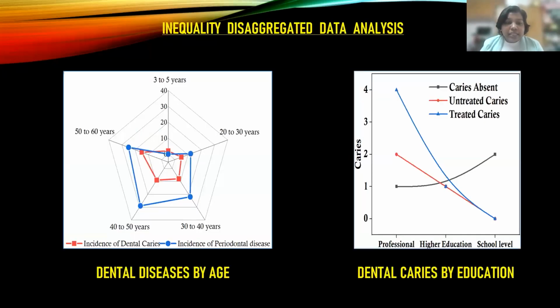And regarding the dental diseases by age, we can see from the spiderweb chart that the incidence of dental caries as well as the incidence of periodontal diseases was very high in the age group 50 to 60 years. It was very minimal in the age group 3 to 5 years. And we also collected data on the educational status of the participants. We have found that people who had professional education had a higher level of treated caries compared to the other set of people.